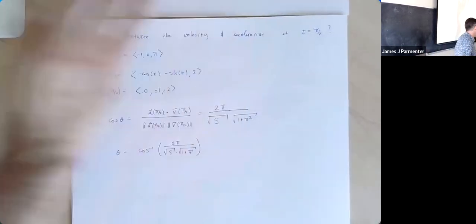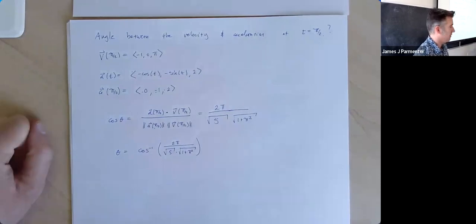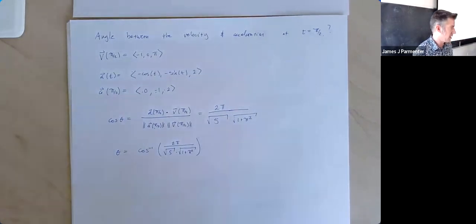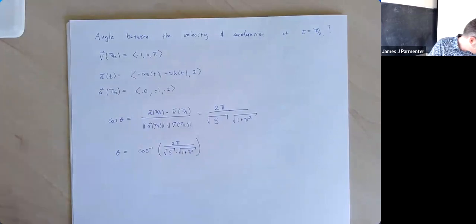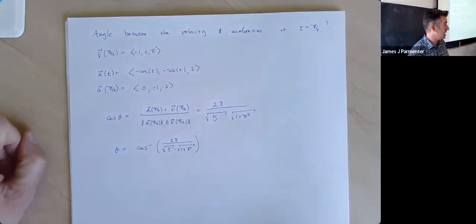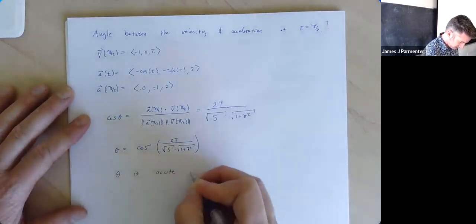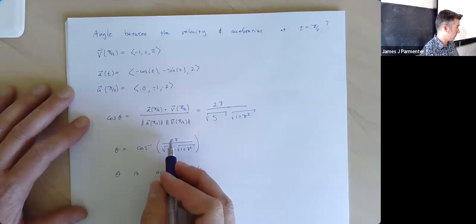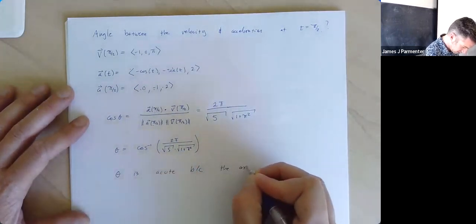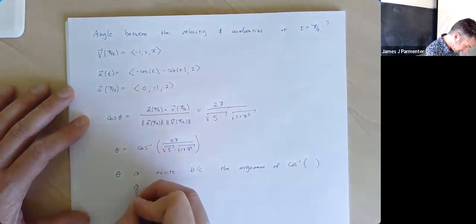Did I actually bring my calculator? We could find what that angle was, but really, if I was answering a question on the exam, I'd leave it like this. Always fun. So just a quick check: this angle is definitely acute. Theta is acute because we're taking the inverse cosine of something positive, because the argument of the inverse cosine function is positive.